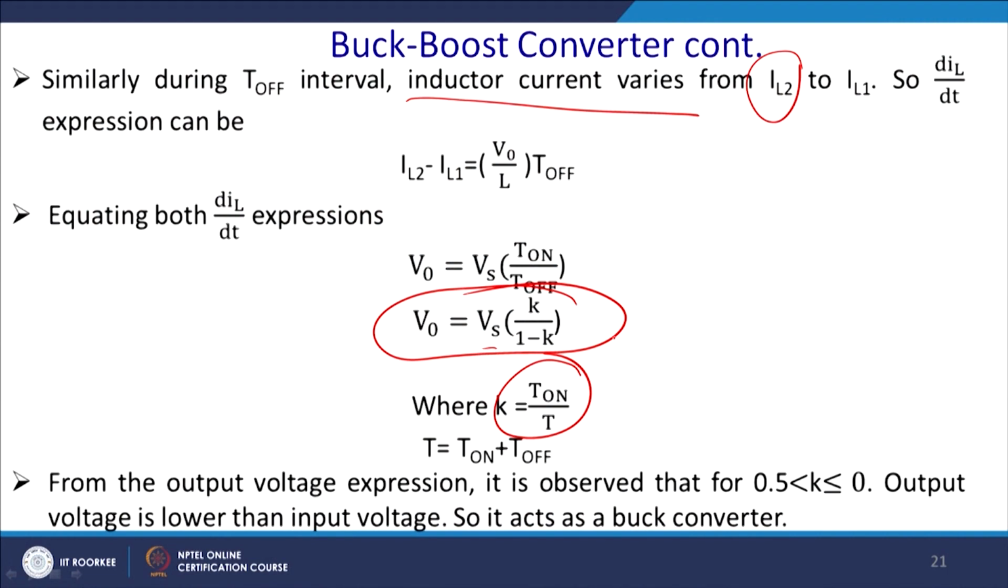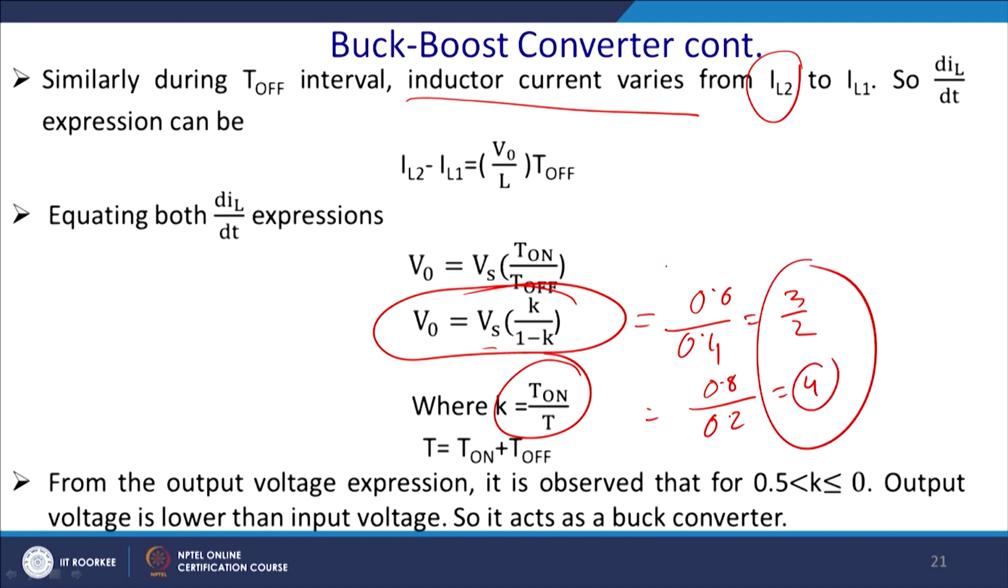But mind it, this ratio actually increases quite non-linearly, because you can take the value of 0.6. So, what will be the value of this transfer function? It is 0.6 by 0.4, so it will be 3 by 2. If it is 0.8, then it is 0.8 by 0.2, it is 4. So, it will increase quite drastically. This is one of the challenges: the increase of the voltage is not proportional to the duty cycle.